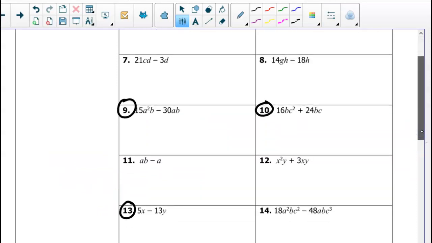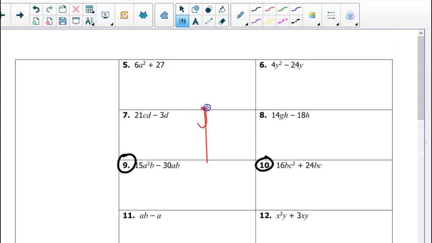Jumping down to number 9, the smallest number I see is 15. I can divide both of these by 15, so I can use that number. Now I have variables with both of these. I have a squared b and I have ab. So I can definitely take out a and b, but I need to know how many of each. Remember, we're looking for the smallest exponent of both. And remember, if it doesn't say, we can assume it's 1.